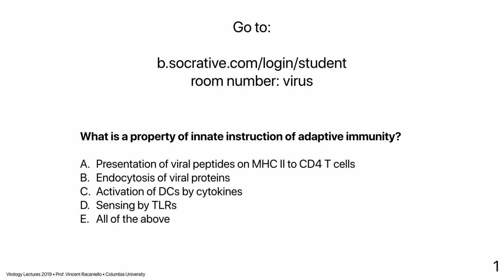Answer is all of the above. So most of you got that, but many of you picked presentation of viral peptides. That's certainly true, but they're all true, so that's why you have to pick all of the above. Remember, the peptides are presented after the proteins are endocytosed. The DCs have to be activated by cytokines before they will present, and TLRs are all involved in the sensing as well. So it's the whole thing, it's all of them.